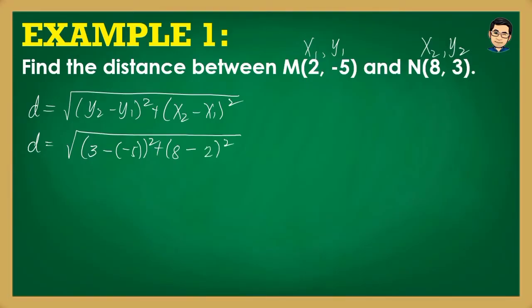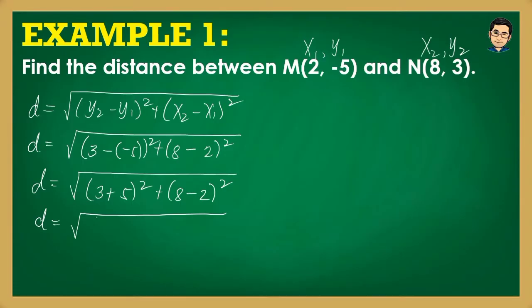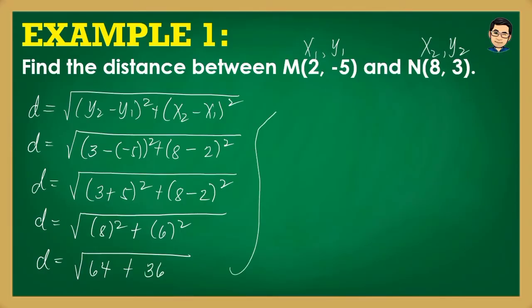So once kasi na-label naman natin yung mga coordinates, mabilis na lang po yung ating pagsasubstitute. Next. 3 minus negative 5, magiging 3 plus 5. Kasi i-change natin yung sign. Next. 3 plus 5, that is 8. And then, 8 minus 2 is 6. Then, ang gagawin natin, square natin yung mga nakuha nating sum, 8 tsaka 6. So, 8 squared, or 8 times 8, that is 64, plus 6 squared, that is 36. 6 times 6. Next, add natin yung 64 and 36. Sum is 100. Now, d is equal to square root of 100.